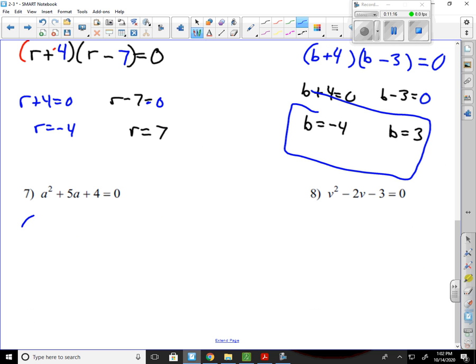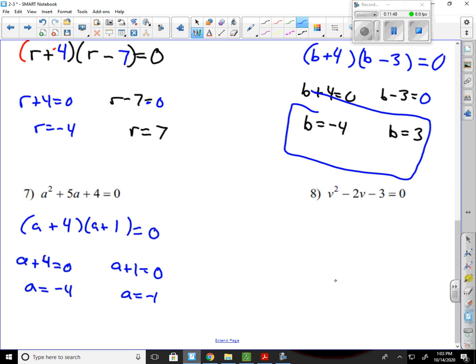Okay. Here it's a plus and a plus. That tells me that this is going to be a plus and a plus. Think of things that multiply to give you 4. I have 4 and 1. 4 plus 1 is 5. I'm done already. Break them up. a plus 4 equals 0. a plus 1 equals 0. a equals negative 4. a equals negative 1.